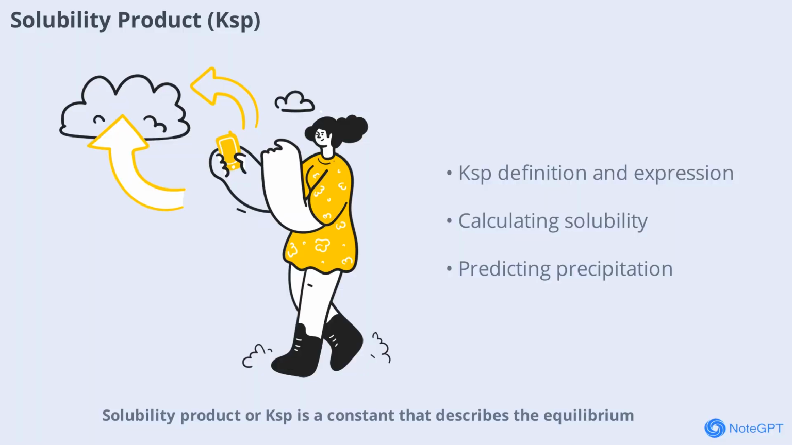Solubility product, or Ksp, is a constant that describes the equilibrium between a solid and its ions in solution. We'll learn how to write Ksp expressions and calculate the solubility of sparingly soluble salts. This concept is important for predicting precipitation reactions and understanding the limits of solubility in different conditions.